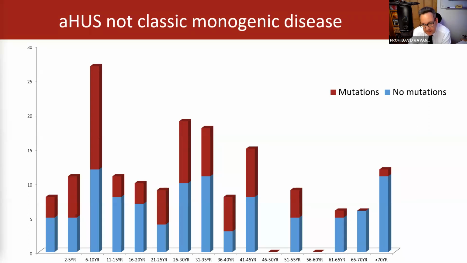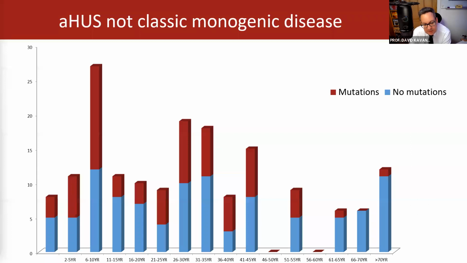Although I've said that aHUS is largely a genetic disease, it's not a classical monogenic disease. This is the age of onset of all people in the UK presenting with disease. If they're red, they have a mutation. If they're blue, we haven't yet found one. And what you can see is the oldest person that presented with a mutation was well into their 70s. And overall, you see there are 2 main peaks early in life, in the early childhood years. And we presume that's due to children picking up infections and triggering the underlying defect.